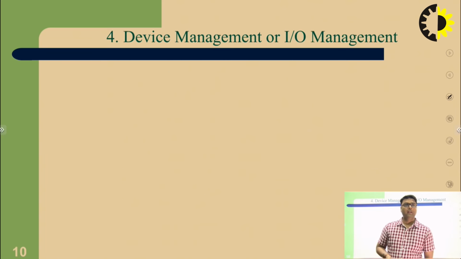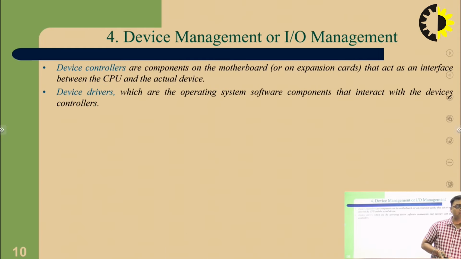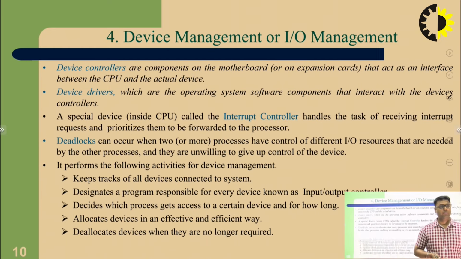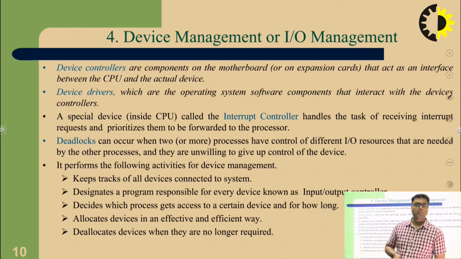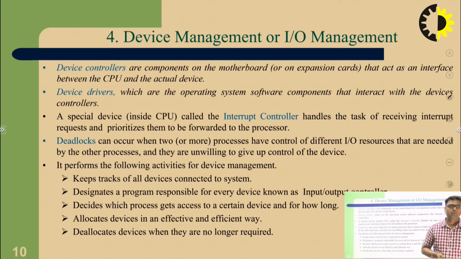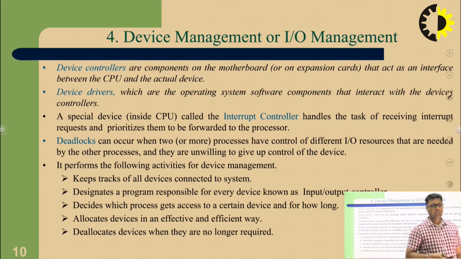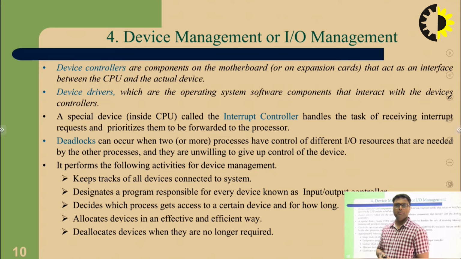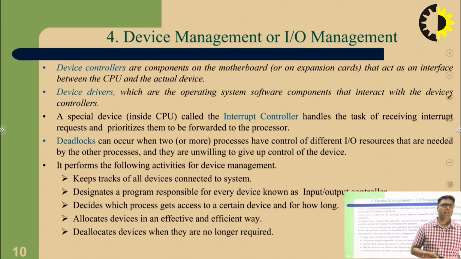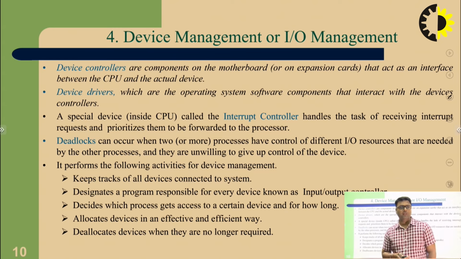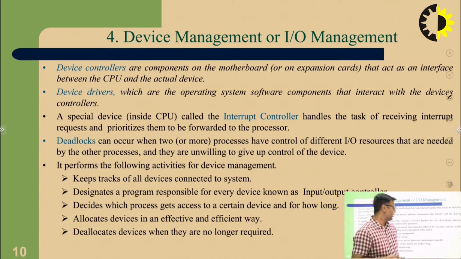And next is device management or IO management. What are device management and IO management? Device controllers are components on the motherboard that act as an interface between the CPU and the actual devices. Device drivers are the operating system's software components that interact with the devices and controllers. A special device called the interrupt controller handles receiving interrupt requests and prioritizes them to be forwarded to the processor.